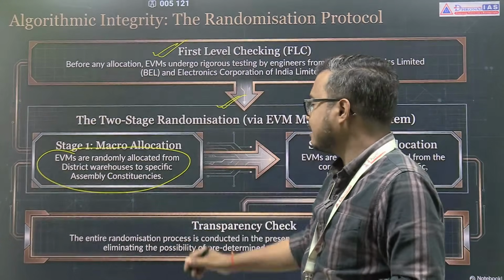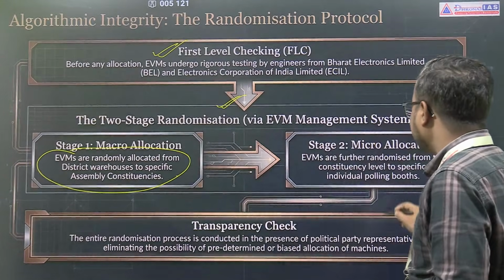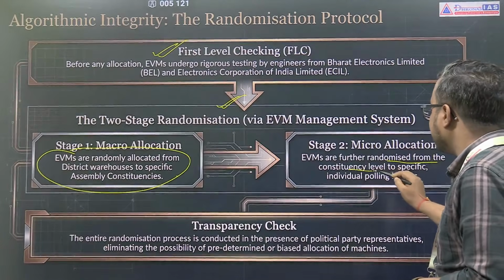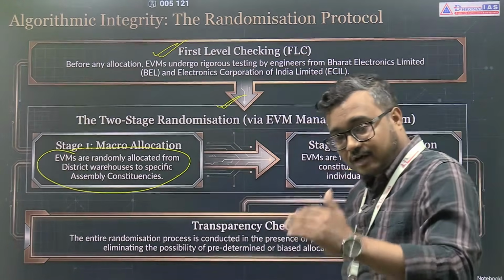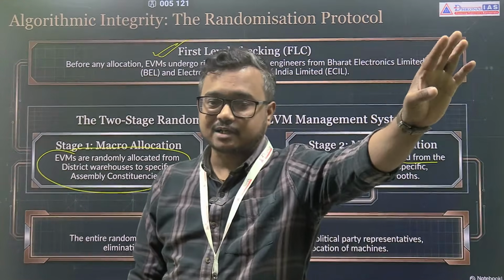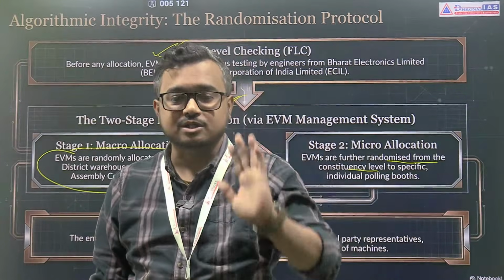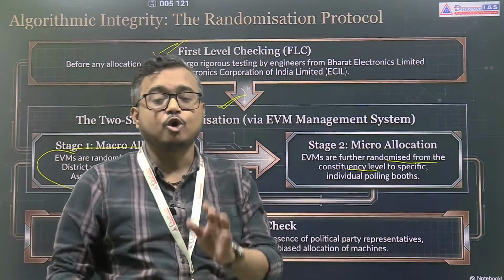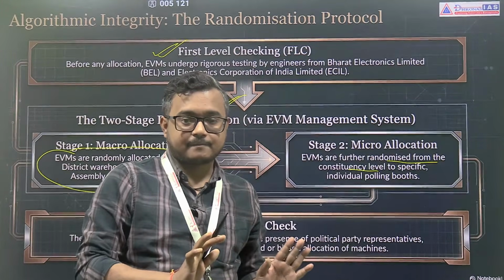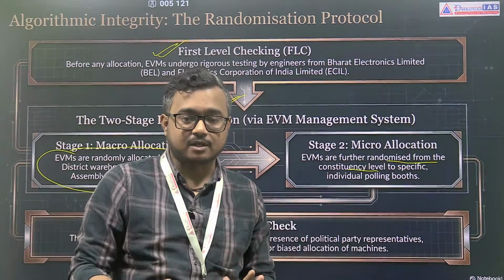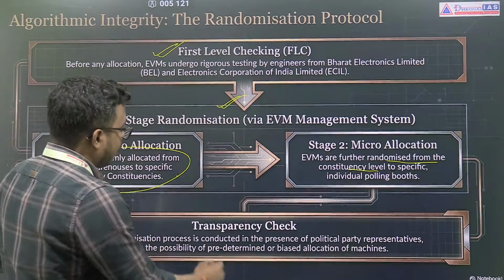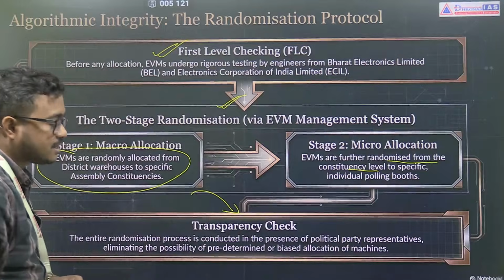No, it's not. These are randomly allocated, and further randomized from constituency to specific. First, random allocation to district, then random allocation to constituency. That means nobody will know which EVM will go where. So there is almost zero chance of tampering. Almost.